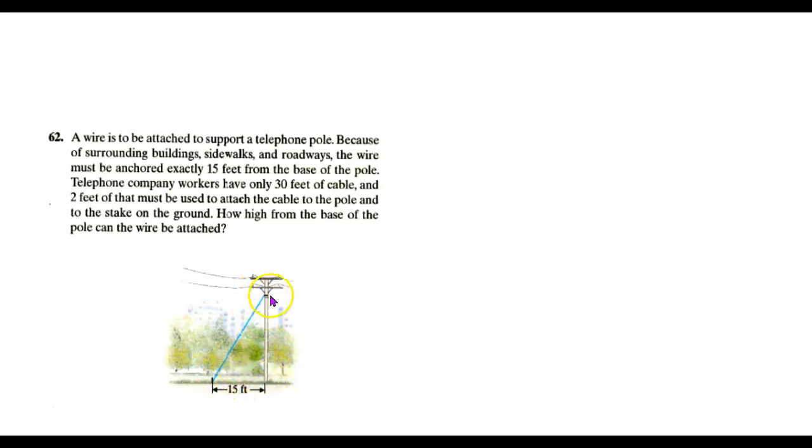So again, we have a right triangle here. The telephone pole makes up one side of the triangle. The ground from the base of the pole to where the wire is staked out makes up another side, and then the wire itself is another side. Which of those sides is the hypotenuse? That's right, it's the wire. It's this side here. Which one of those are we trying to find? The question is, how high from the base of the pole can the wire be attached? So we're trying to find how far it is from here up to here.